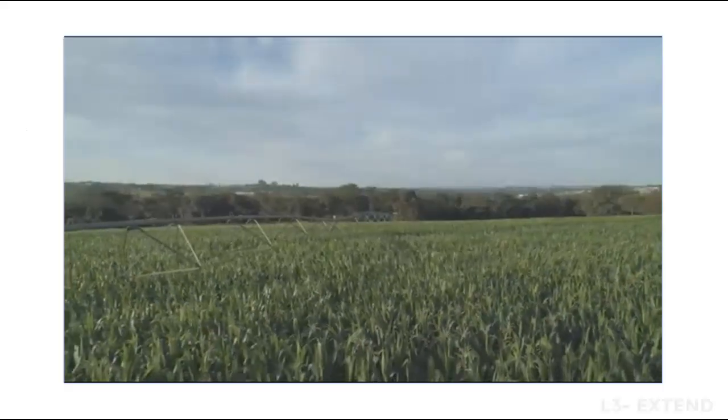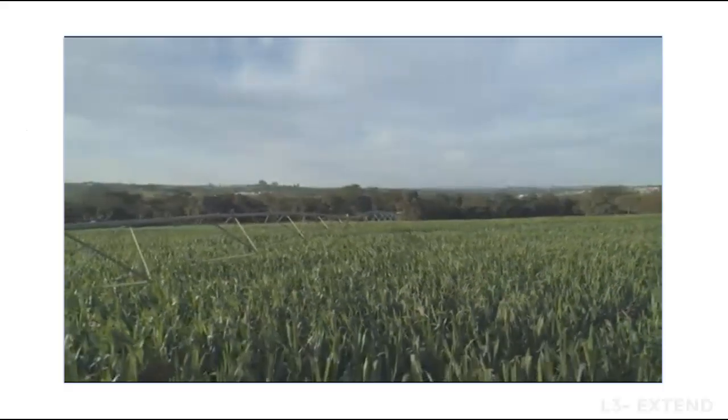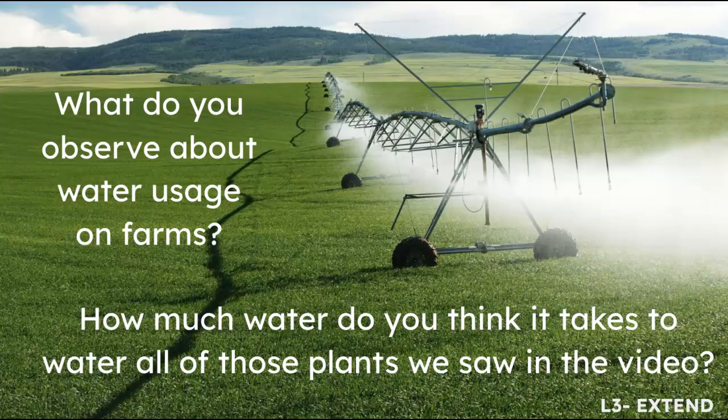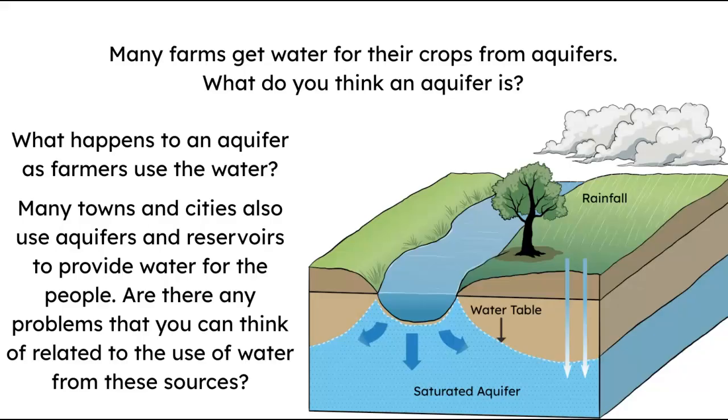For the optional Extend, you'll show students a video of how large farms use water. You'll ask students what they observe about water usage on farms and how much water they think it takes to water all of the plants they saw in the video. You'll discuss aquifers with students and the role they play in farmers' use of water.